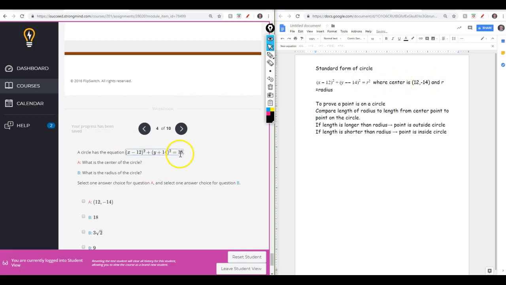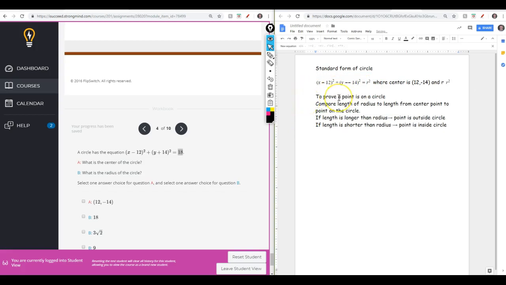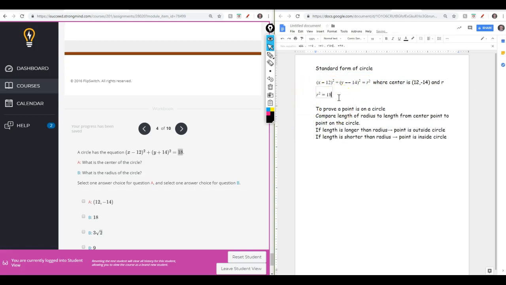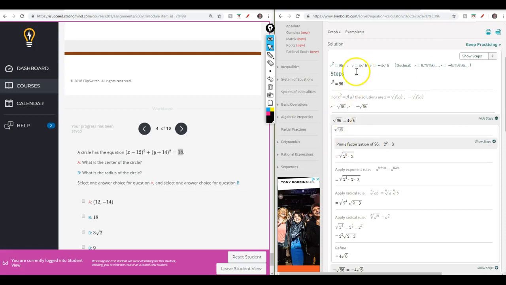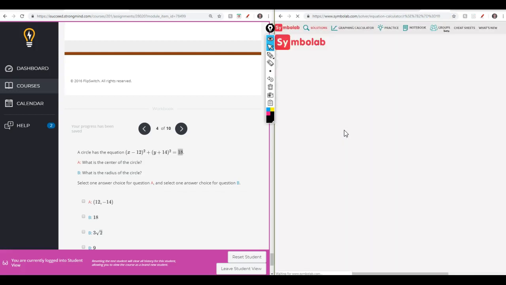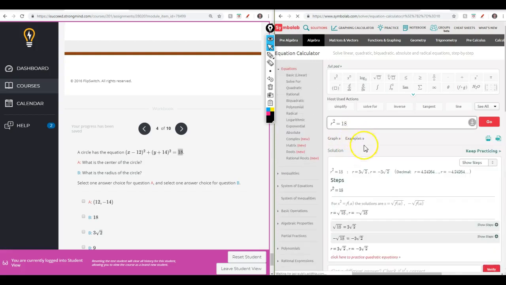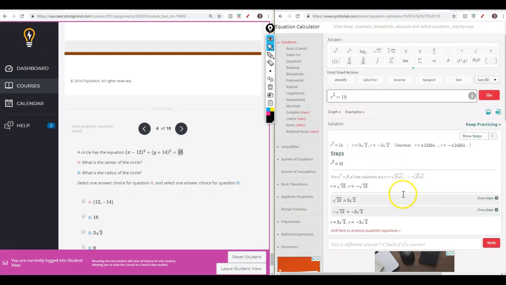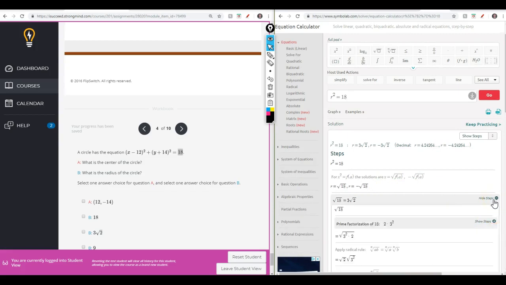And then notice that r squared is 18. So r squared is equal to 18. So how do we simplify that? We can square root both sides, and I'm going to jump over here. The square root of 18, click go, and this will show us the steps.